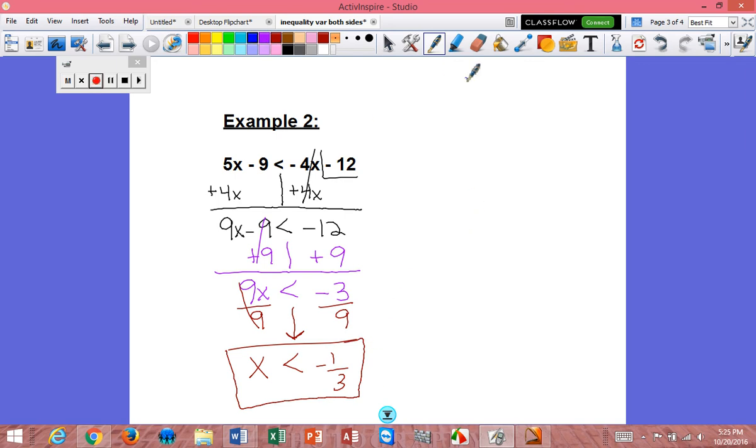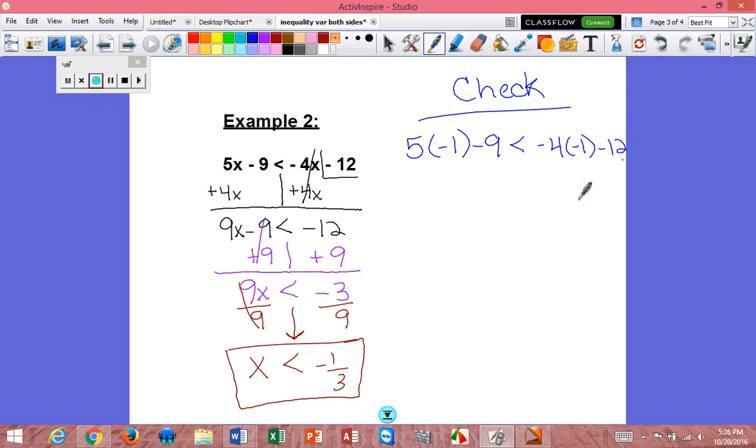So now I want to check. If x is less than a negative 1/3, then I want to choose a value that's less than negative 1/3. So I'm going to choose a number that's simple to work with, and I'm going to pick a negative 1. So 5 times negative 1 minus 9 should be less than negative 4 times negative 1 minus 12. Alright, so 5 times negative 1 is a negative 5. So negative 5 minus 9 should be less than.